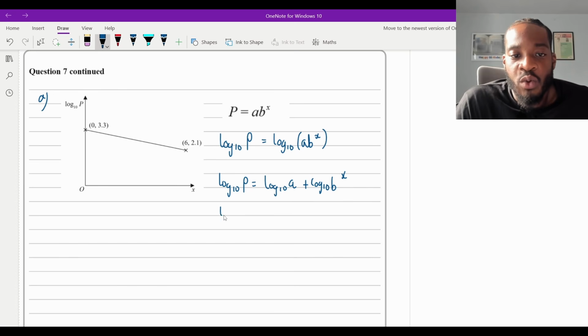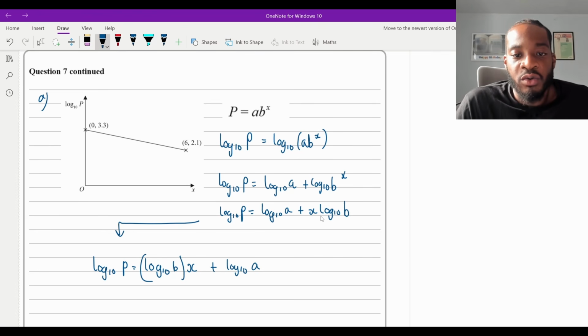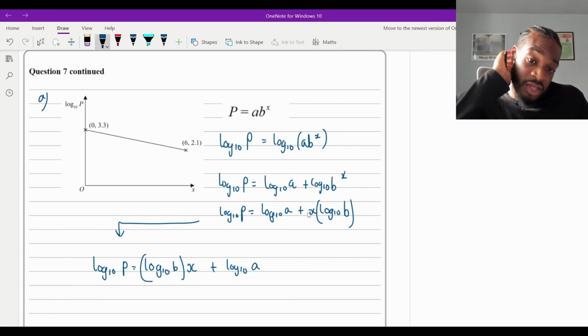And then what we're going to do from here is another log law. We've got a power, so the x can drop to the front, can't it? So we have this here like that. Now to get in the format that we want it in, I'll do it here. It's going to be log base 10 of P equal to log base 10 of B, and I'll put this in a bracket and you'll see why, times x, plus log base 10 of A. Now, all I've done here is this is a bracket, this is a number. I've just put it on the left and I put the x on the right.